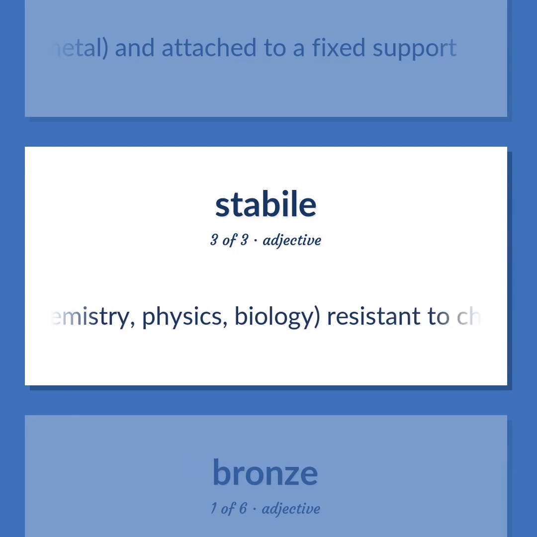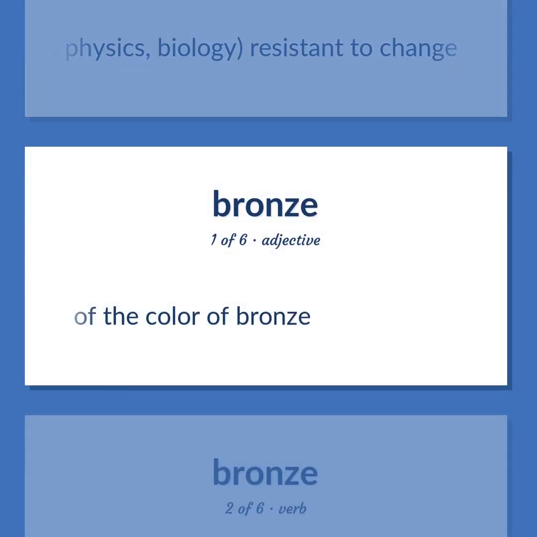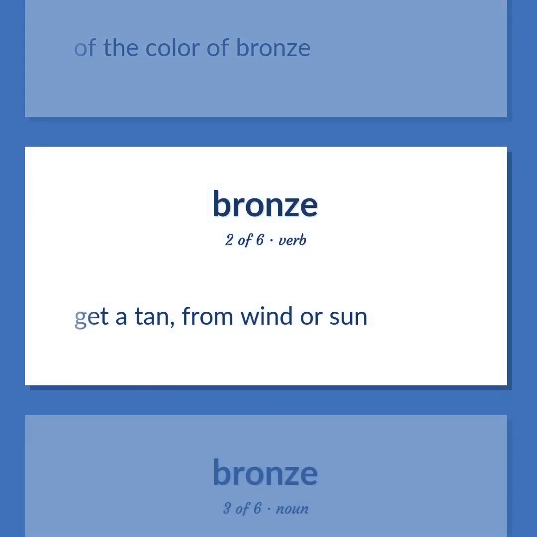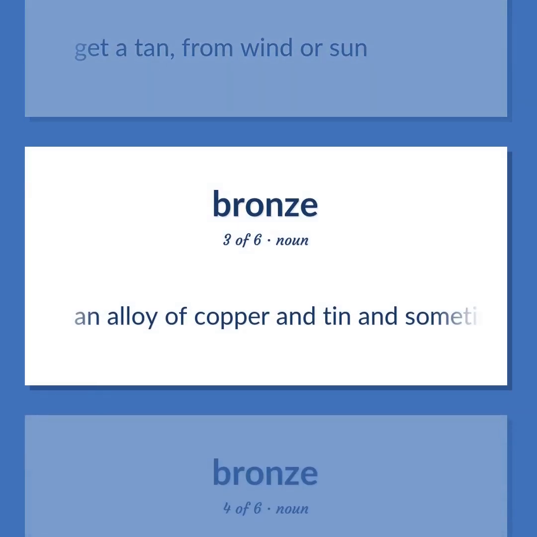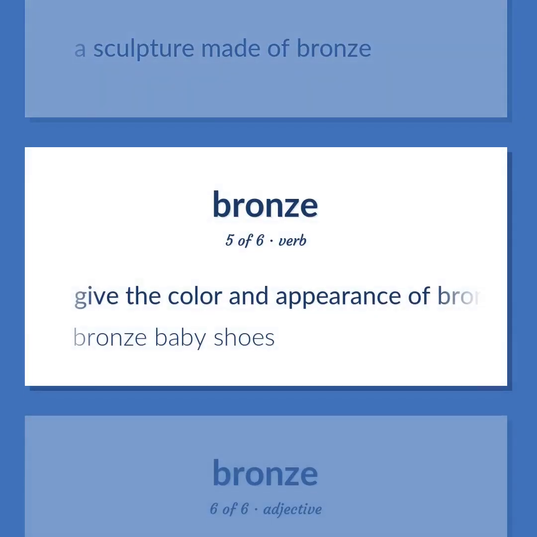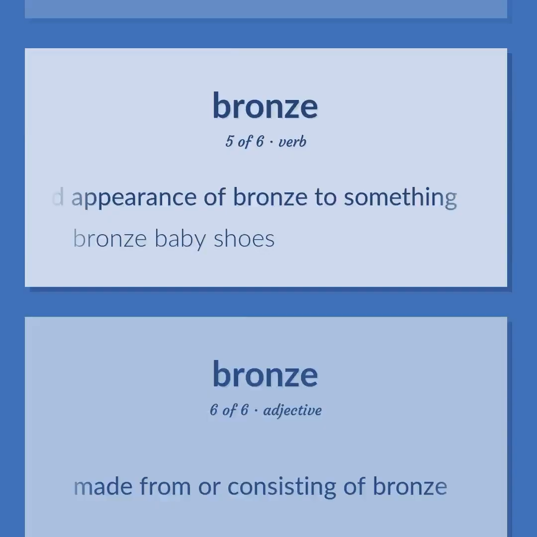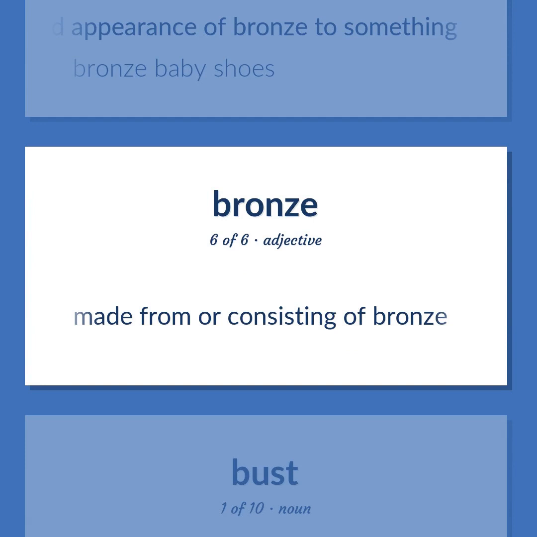Chemistry, physics, biology, resistant to change. Of the color of bronze. Get a tan, from wind or sun. An alloy of copper and tin and sometimes other elements. Also any copper base alloy containing other elements in place of tin. A sculpture made of bronze. Give the color and appearance of bronze to something. Bronze baby shoes. Made from or consisting of bronze.